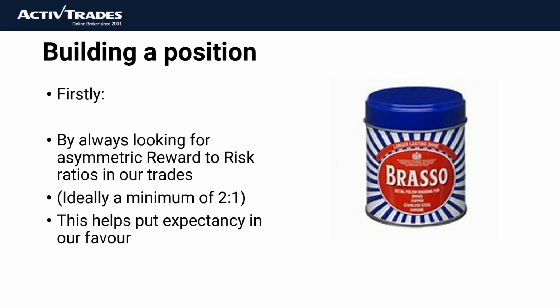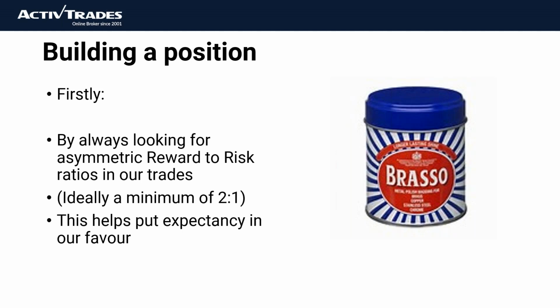So the first way we can talk about ensuring that we can achieve what Mr. Soros says is, firstly, and you will have heard me talk about this constantly throughout all of my sessions here, you're always looking for asymmetric reward to risk ratios in your trades. Ideally, a minimum, I would say, of 1.5 to 1, 2 to 1, and above. And this is one of the things that helps us put expectancy in our favor.